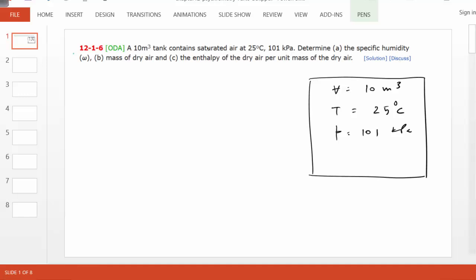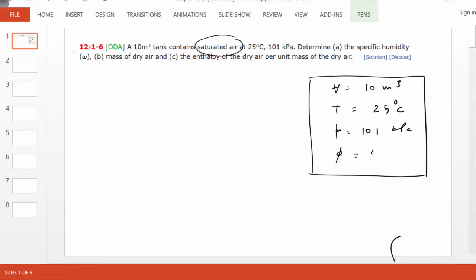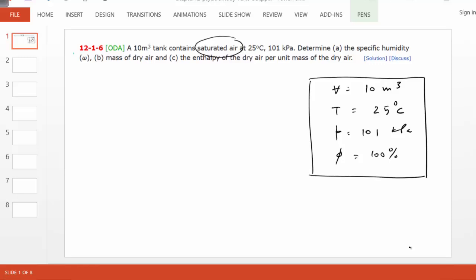And also it is given that the air is saturated, which means what? The relative humidity is 100%. And we're supposed to find specific humidity. So let's list a few things we want to find. Let's say we want to find specific humidity, pressure of water vapor, pressure of dry air, mass of dry air, mass of water vapor, and specific volume.